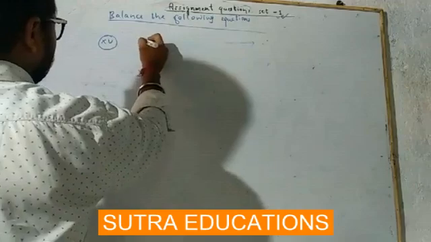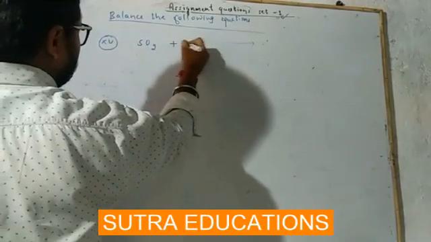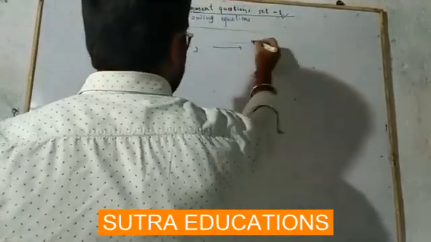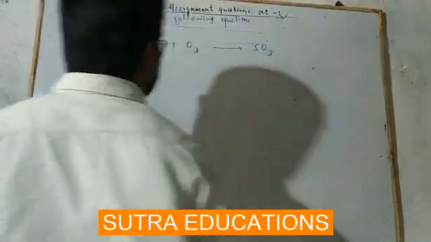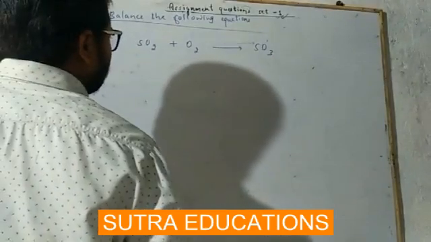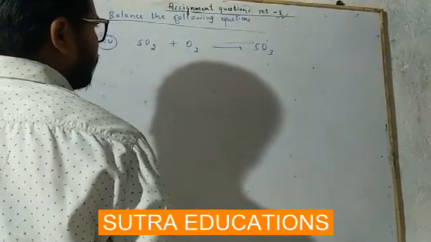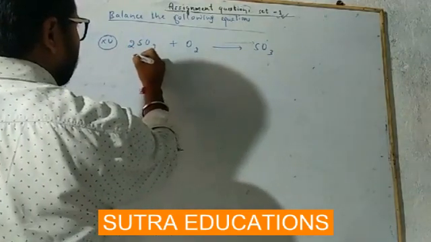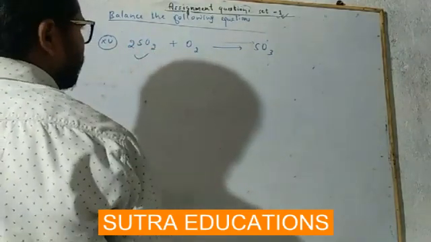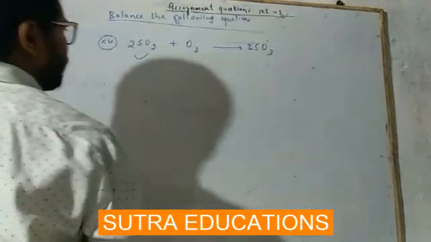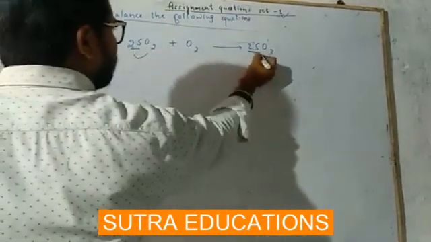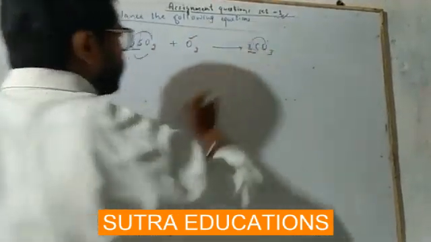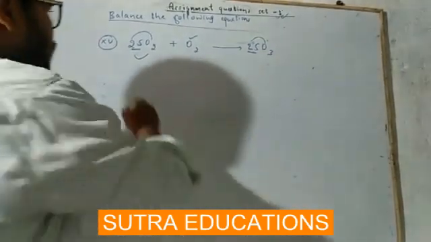Sulfur dioxide SO2 plus O2, and it is forming sulfur trioxide SO3. So sulfur is balanced. Then what we have to do? Multiply this by 2, so that it will become 2 into 2, 4. Multiply this by 2. Now sulfur is 2, oxygen is 2 into 2, 4 plus 2, 6, 3 into 2, 6. Now it is balanced.